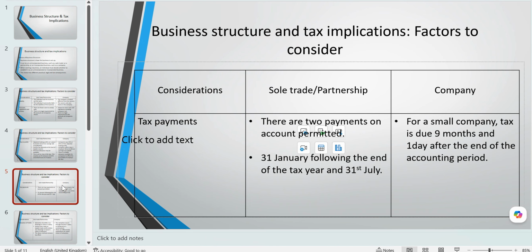So, continuing with tax payments. Another consideration: under sole traders or partnerships, there are two payments on account permitted. These two payments on account are due on the 31st January following the end of the tax year and 31st July for sole traders and partnerships. For companies, for a small company, tax is due 9 months and 1 day after the end of the accounting period. So it's important that you consider these.